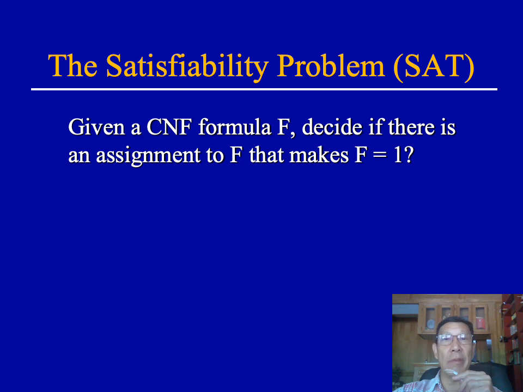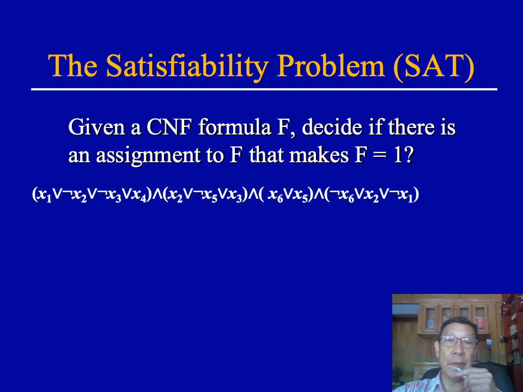So let's start with the definition of the problem. What is the satisfiability problem? SAT. Okay, so the problem is stated like this. Given a Boolean formula in CNF form, i.e. conjunctive normal form, we need to decide if we can assign the variables in the formula to make the formula equal to 1. Here we use 1 for Boolean value true and 0 for Boolean value false.